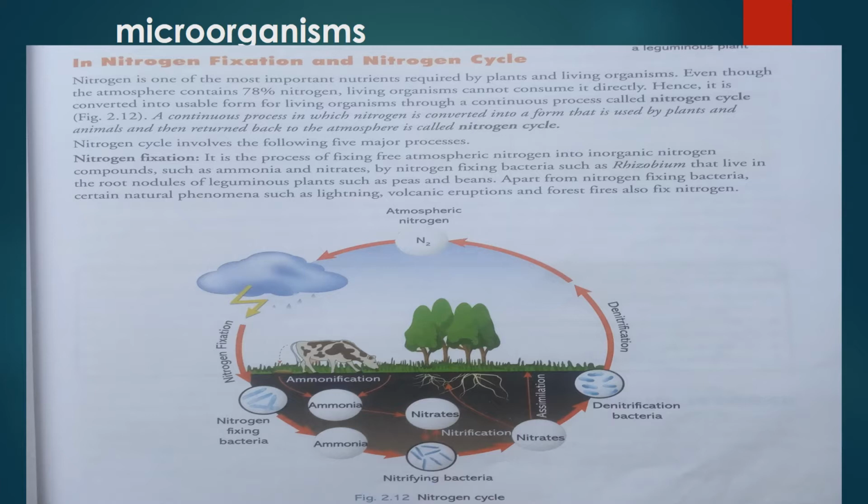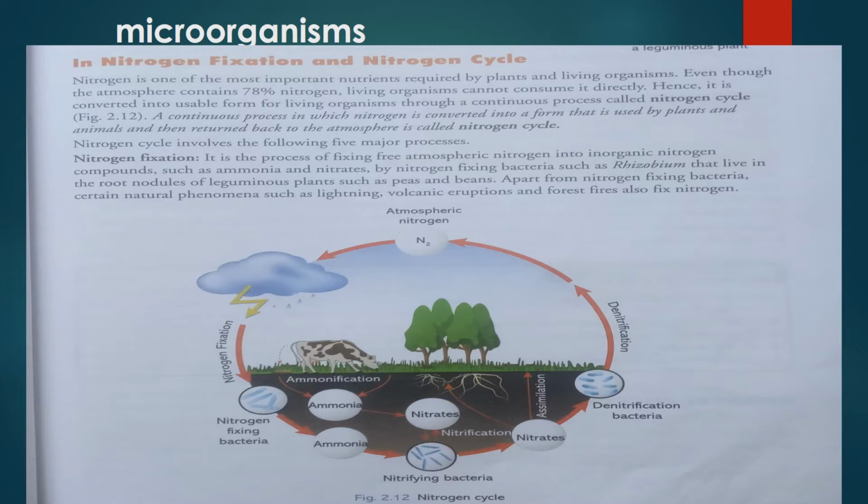Nitrogen fixation means nitrogen whatever is present in the atmosphere is in gaseous form, and this nitrogen cannot be used directly by the plant. So rhizobium bacteria present on the roots of the leguminous plant can convert this gaseous nitrogen into soluble form and mix it with the soil. Then the plant can absorb it. So this is called nitrogen fixation.